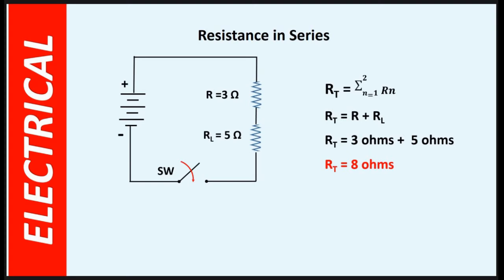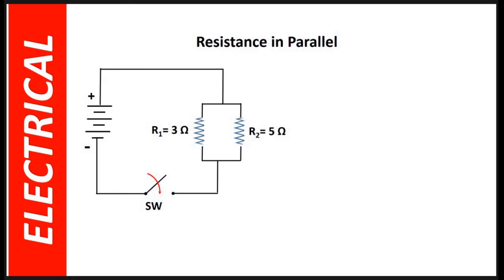Let's move on to the next connection. Okay, here we have what is called a parallel circuit. In this connection, our single conductor branches out into two conductors, each feeding into a resistance, and then coming out at the other end, coming together and connecting to a single conductor.